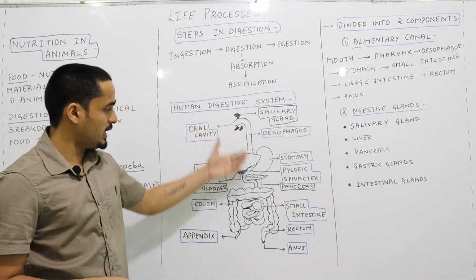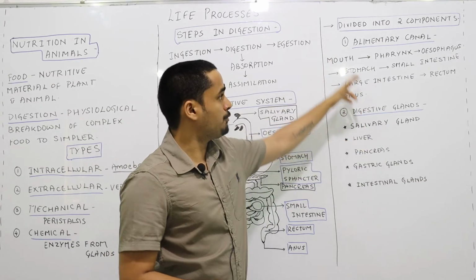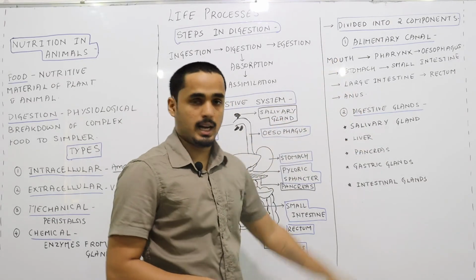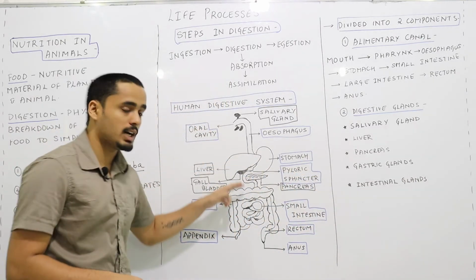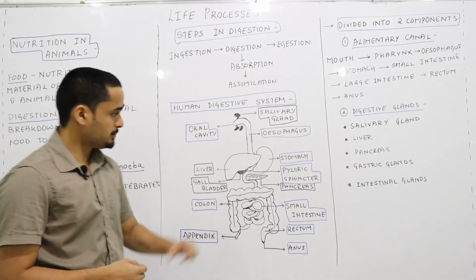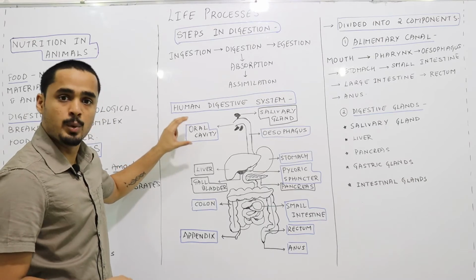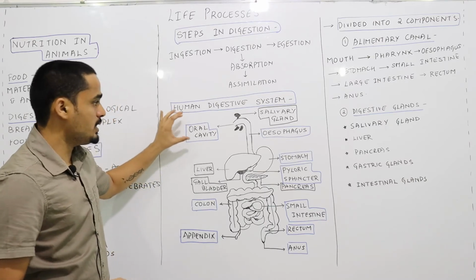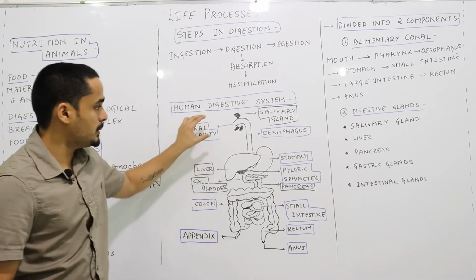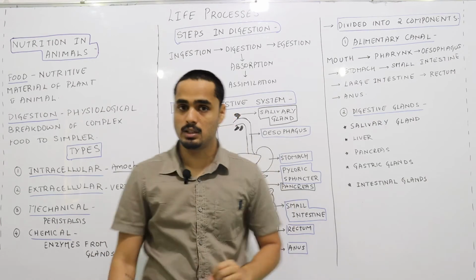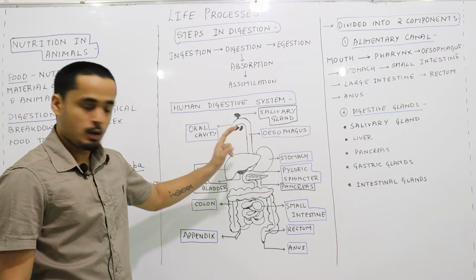Now the human digestive system is further divided into two components. The first one is called the alimentary canal and the second one is called the digestive glands. Now let us look into the various parts of the alimentary canal and digestive glands. To start off, the first part of the alimentary canal is the mouth, which contains the oral cavity. In the mouth we have the tongue and the teeth, which help in a process called mechanical digestion.